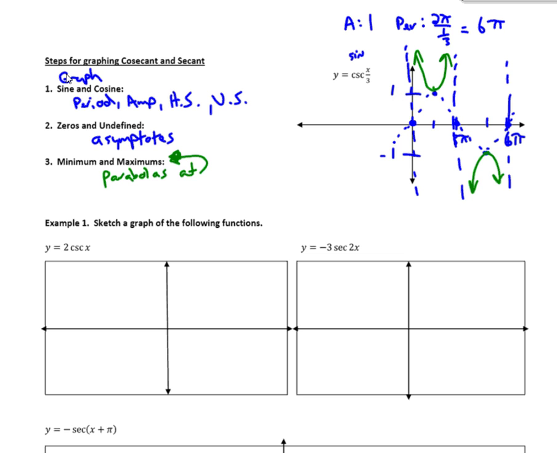Okay, now we're going to take a look at some examples in the next video, but this is essentially the idea. You're graphing sine and cosine. You want to draw in the zeros and undefineds, which we call asymptotes, and then you want to put the parabolas at the minimums and maximums to get your cosecant graph here.